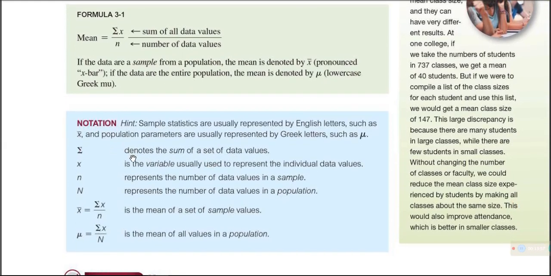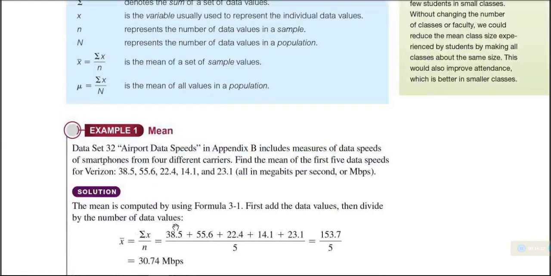Notation. Ito ay the sum of all the set of values. And then si x is the variable or isang data point, isang value sa ating dataset. Si n ay number of samples. Si capital N ay number of data in your population. Tapos si summation of x over lowercase n ay sample mean. Tapos si summation of x over capital N ay population mean or mu.